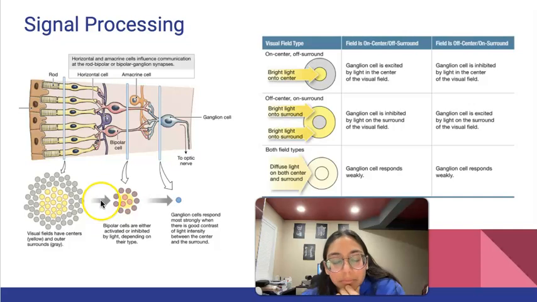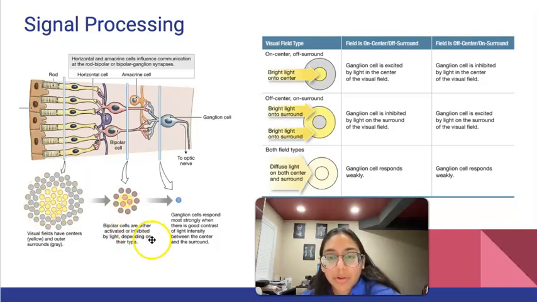And so something that occurs here is that ganglion cells receive information through specific areas of the retina called visual fields, which you can see here. So they have a center and a surround, which is this gray part. And then, depending on where the light is hitting this visual field, certain bipolar cells are either activated or inhibited. And there are 2 types of bipolar cells. There are on-bipolar cells and off-bipolar cells.